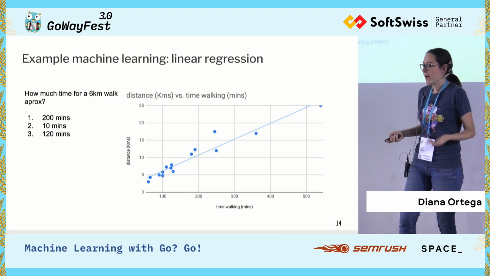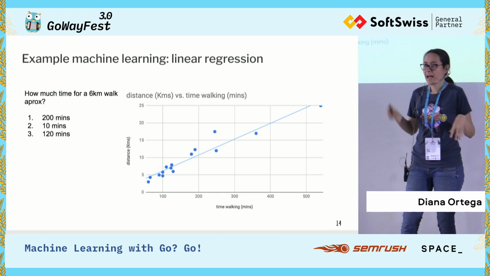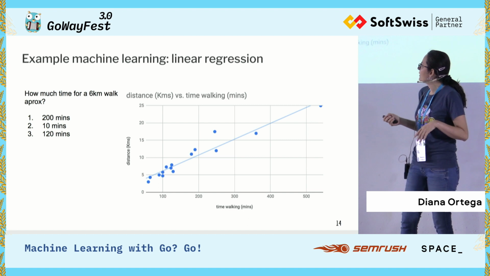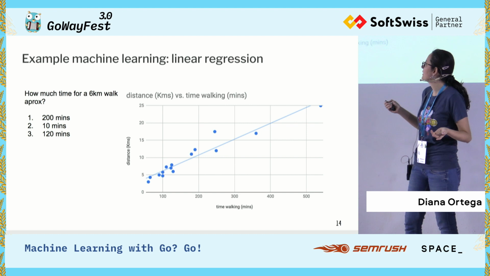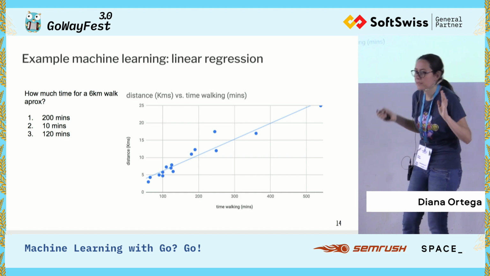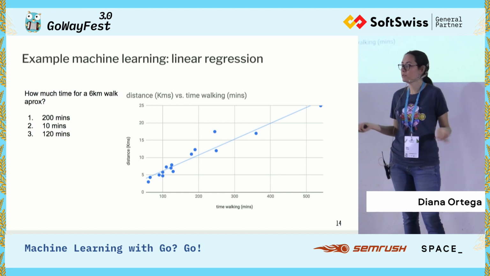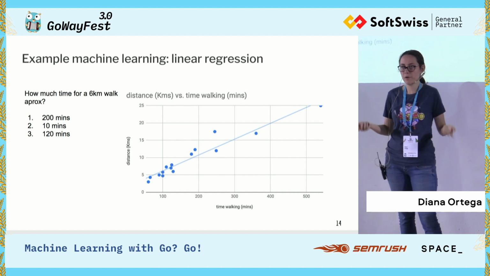So for tomorrow, I'm thinking about having a walk between the botanical garden and the National Library. It's about 6 kilometers, I think. And how much time is it going to take me? Well, it's 6 kilometers more or less this. So I trace a line over here, and it takes more or less 100 and something, 120 minutes. And as I say, we all know how to do this, so we are all experts in machine learning.